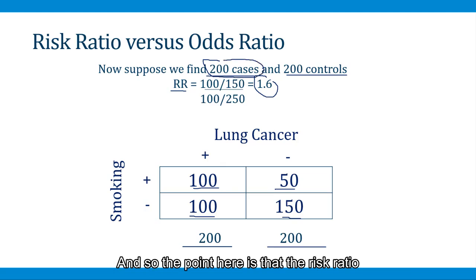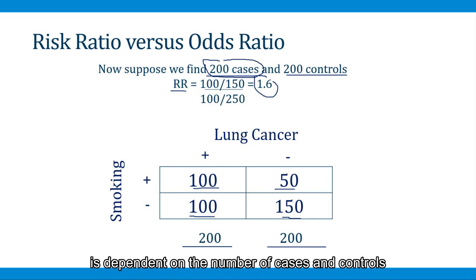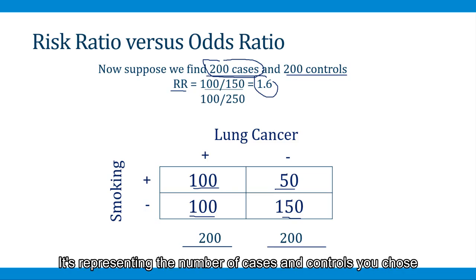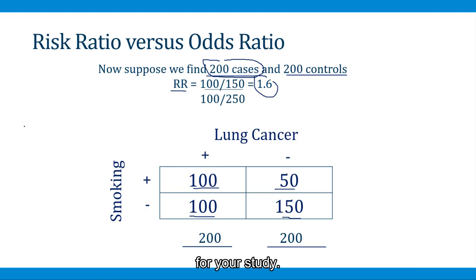So as you can see, I've changed the risk ratio simply by collecting more cases for my case control study. And so the point here is that the risk ratio is dependent on the number of cases and controls in a case control study, and therefore it's not valid because it's not representing reality, it's representing the number of cases and controls you chose for your study.